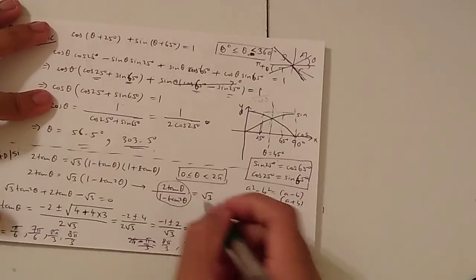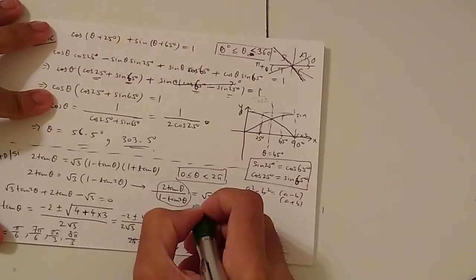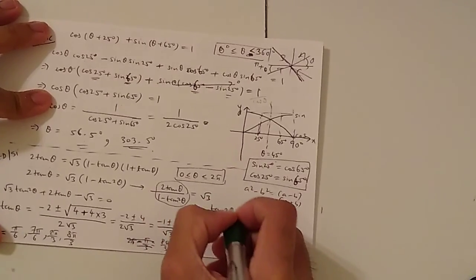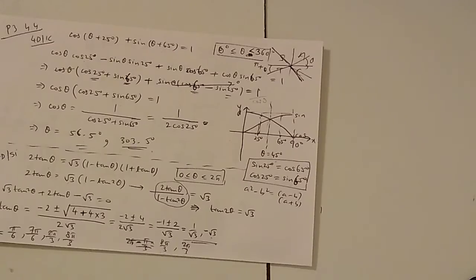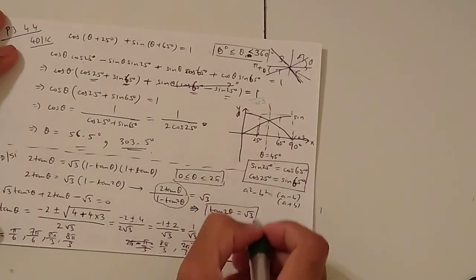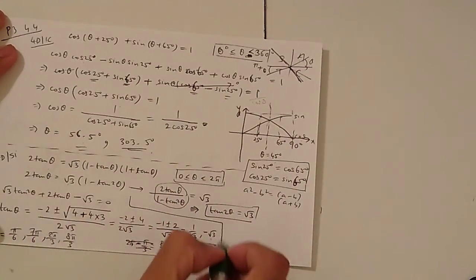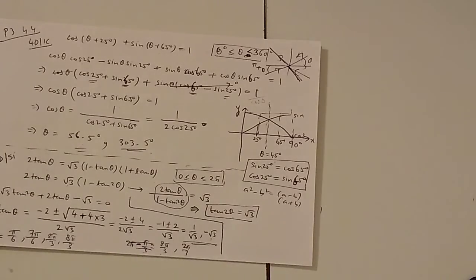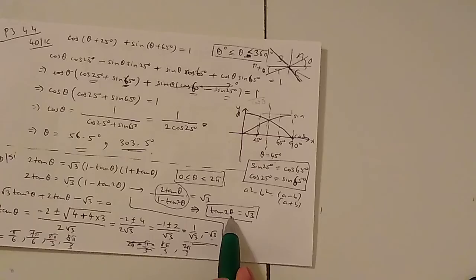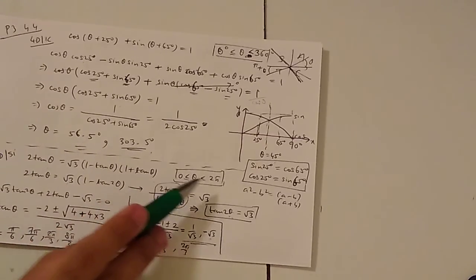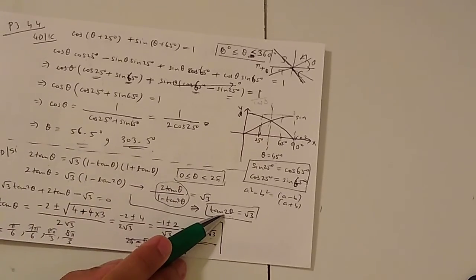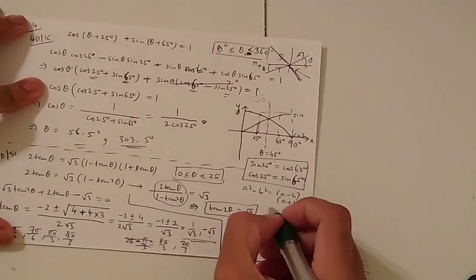Or in other words, I can rewrite this as tan 2 theta is equal to root 3. Okay, so since tan 2 theta is equal to root 3, our range is from 0 to 2 pi. So for 2 theta, our range is going to be from 0 till 4 pi.